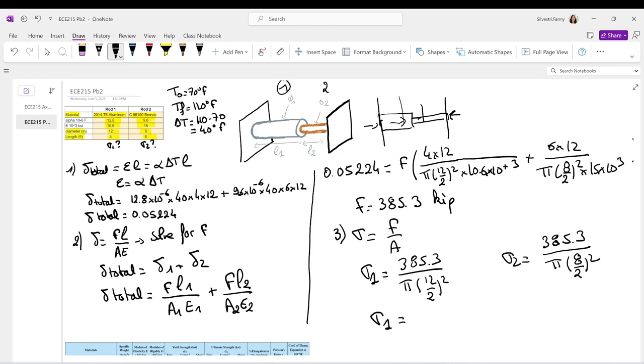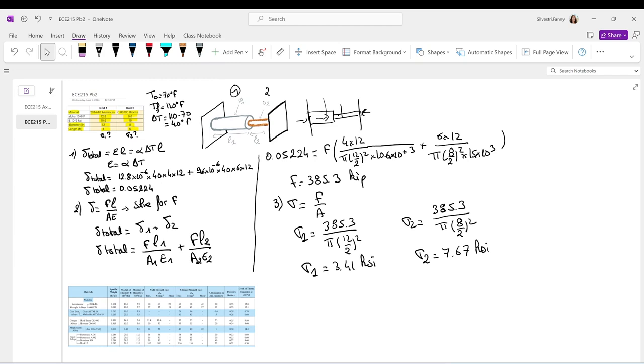We ended up with sigma 1 in the first one equal to 3.41 KSI and sigma 2 equal to 7.67 KSI. Does that make sense? What makes sense is that sigma 2 is larger than sigma 1 because the area of rod number 2 in bronze is smaller.